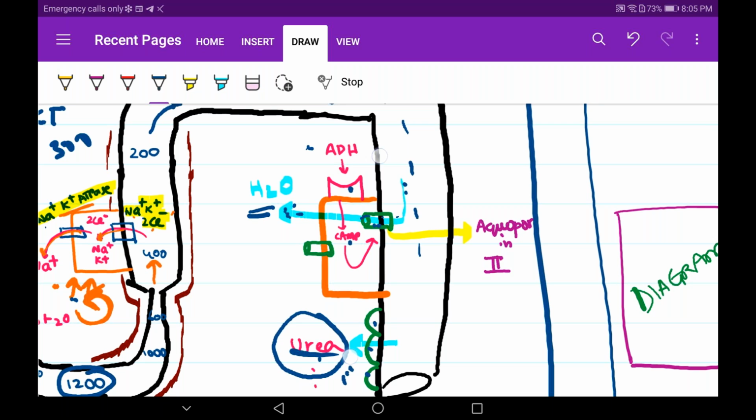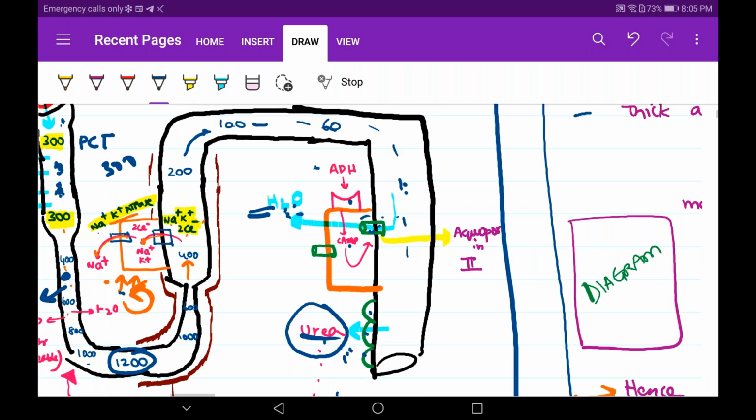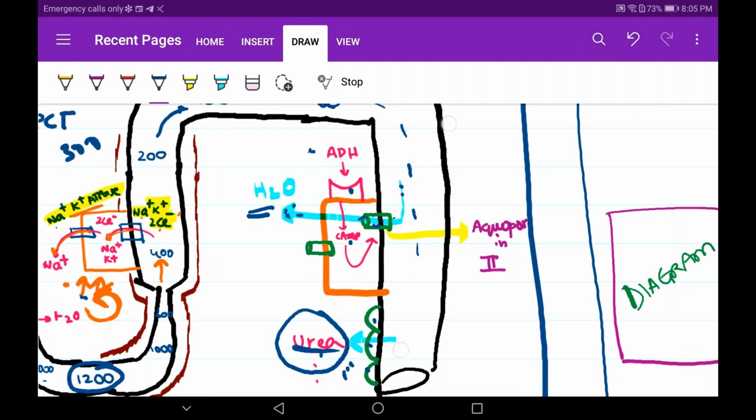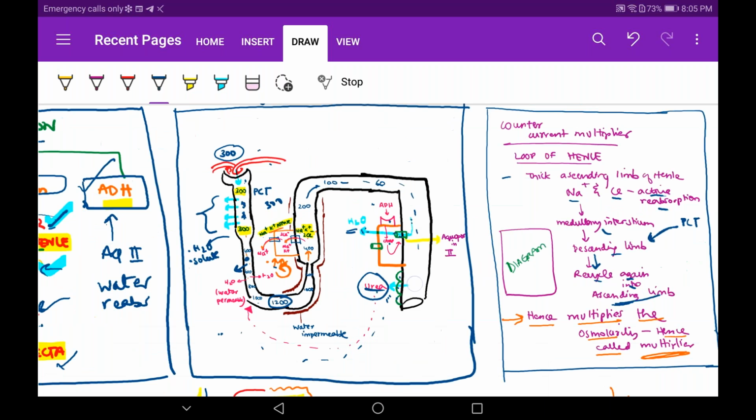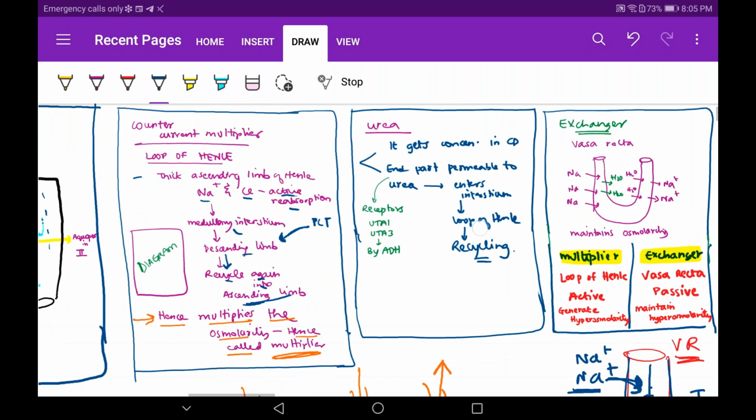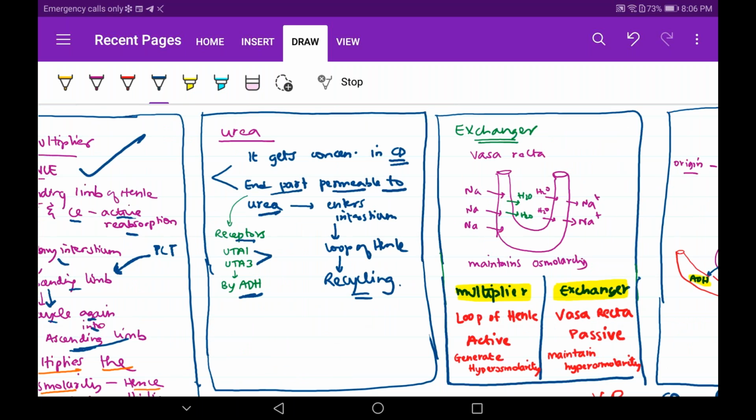I will be sending the notes, do not worry. Now let's just finish up our summarizing. We have finished with the loop of Henle. Come to urea. It gets concentrated in the collecting duct. The end part of the collecting duct is permeable to urea. So there are specific receptors, UTA1 and UTA3. I will come to this aspect. Actually, these receptors are also regulated by ADH.